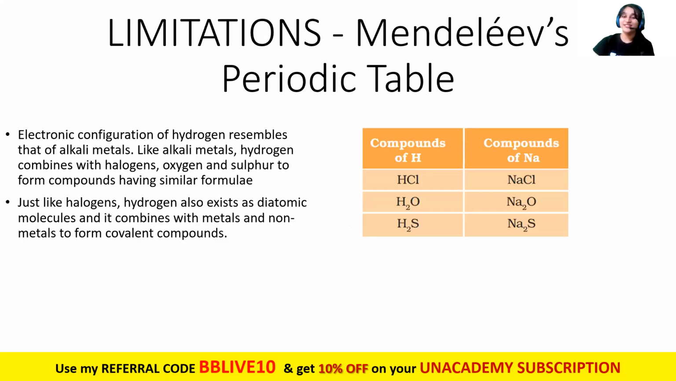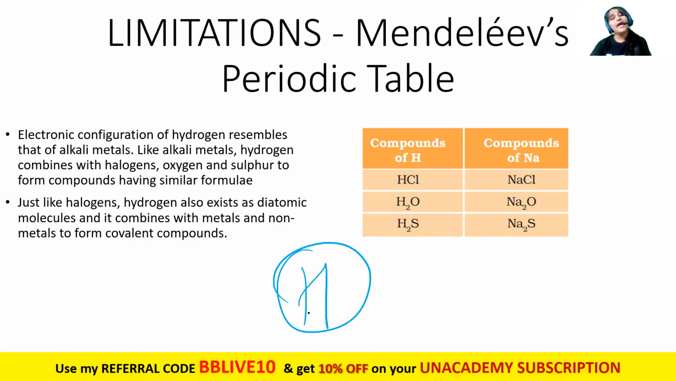So, after achievements, we come to the limitations of Mendeleev's periodic table. Because obviously, the periodic table was amazing, so nice, but there are limitations also. So, the first was hydrogen. Hydrogen was such a confusing element. Hydrogen had the electronic configuration which resembled the alkali metals.